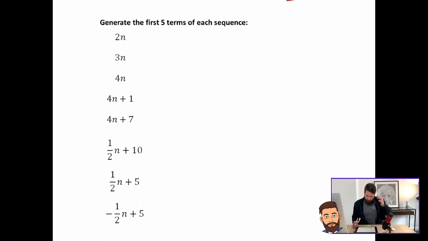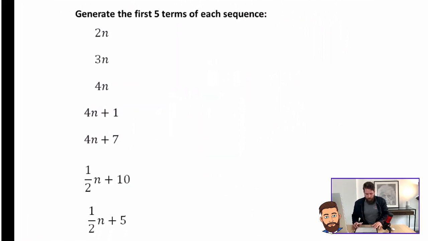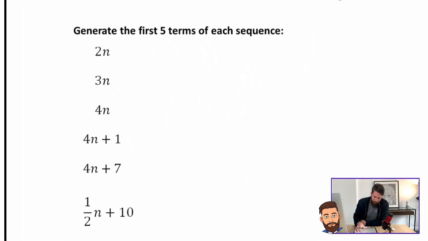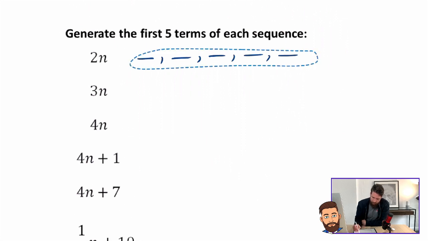So, under this practice here, I've asked you to generate the first 5 terms of each sequence. So what we're now going to do is just explore more about realising what is in front of n can help us work out term by terms very quickly. So I'll do this first one for you and talk along while I'm doing it. I want the first 5 terms, so I'm just going to write out 5 lines so I know where I need to put my terms, okay?